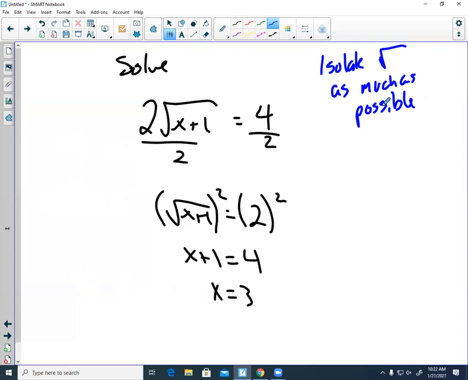So isolate it as much as you can. Like in this case, notice how we divided by 2? Dividing by 2 helps us to isolate that radical. So hopefully that's nice. Hopefully you understand what's going on there, okay?